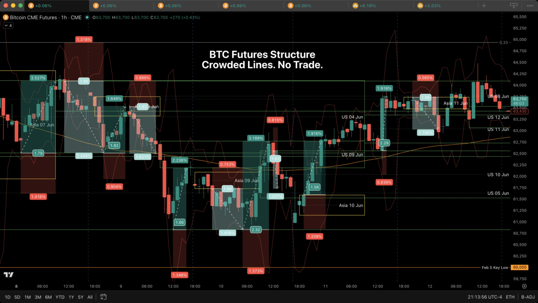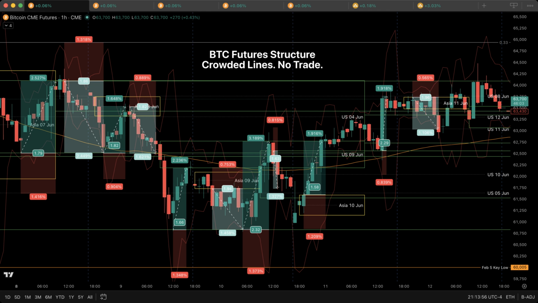But the distance is not clean. If the stop is placed safely, the target does not pay enough. If the stop is tightened to improve the ratio, normal reaction can touch it. If entry is late, the ratio breaks immediately. So the long does not give clean execution.